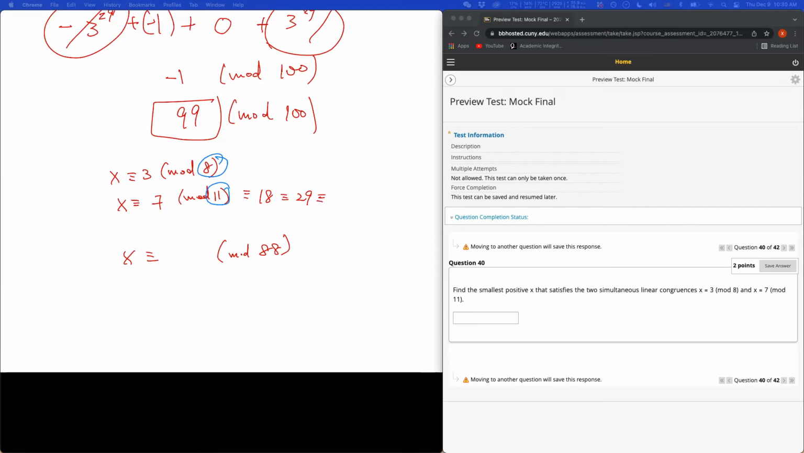If you subtract 3, you'll get 26. It's not a multiple of 8. Now, if you keep going, you will get 30. 30 is not 3 mod 8, so you keep going. So you have 41. 41 is not congruent to 3 mod 8. If you subtract 3, you will get 38. So it does not work. So you keep going.